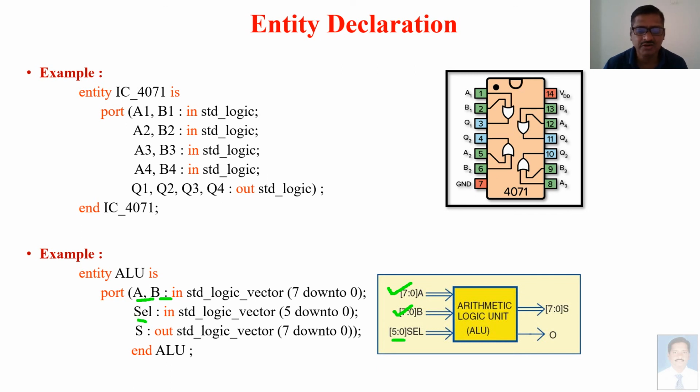Selection 0 to 5, 6 digits. This data size and this data bus width are not the same. That's why we have to use another width. Selection, its direction is in, std underscore logic underscore vector, means it is a bus, 5 down to 0. And finally we have this output. S is equal to 7 down to 0. This is S, and I have not defined this O, or you can define the O here. This O colon std underscore logic, that's it, and end ALU, that is the declaration of the entity.